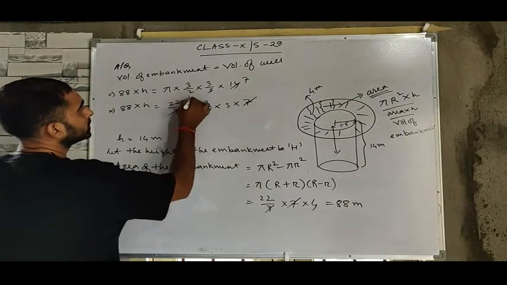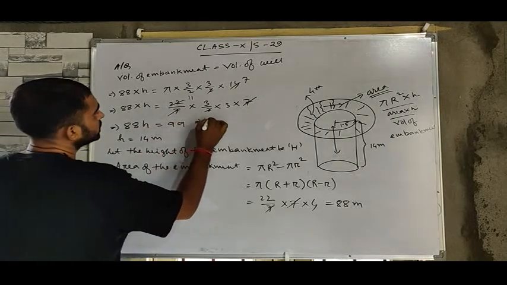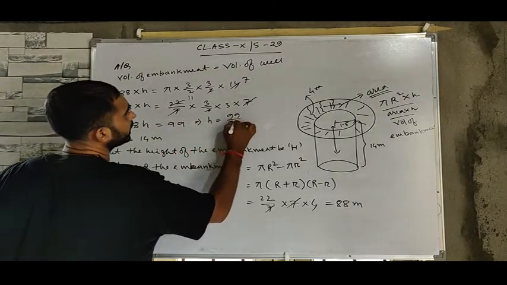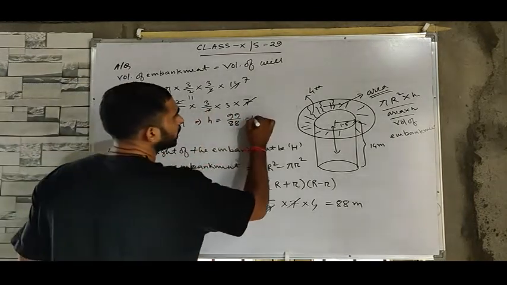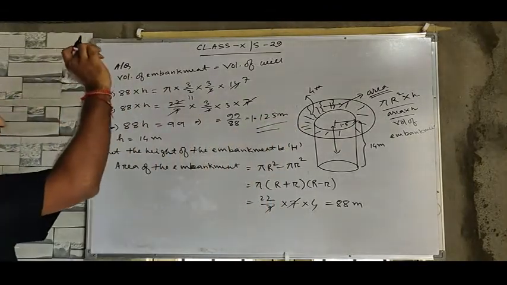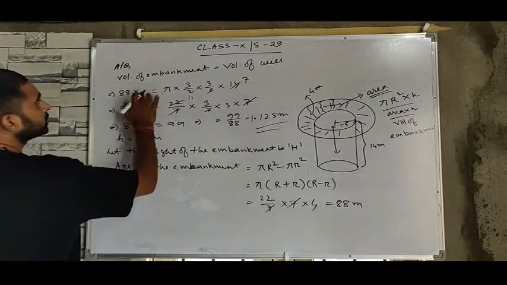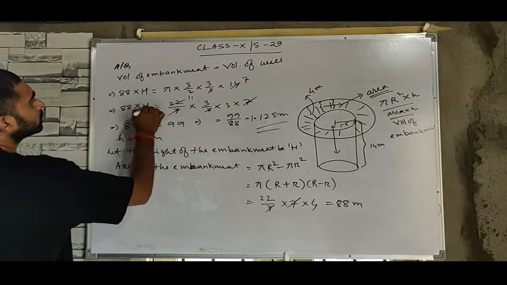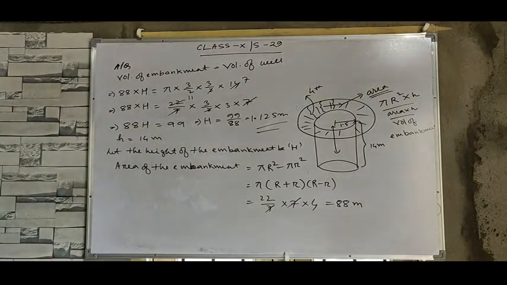7 cancel, 2 11 there. That is 88 H equal to 99, which implies H equal to 99 by 88, which is 9 by 8, 1.125 meter. This is the height. Maybe capital H. Yes, it's capital H. No, small h, sorry. So height of the embankment is 1.125 meter. So this is the solution. Got it?